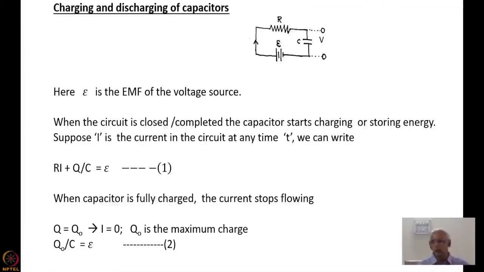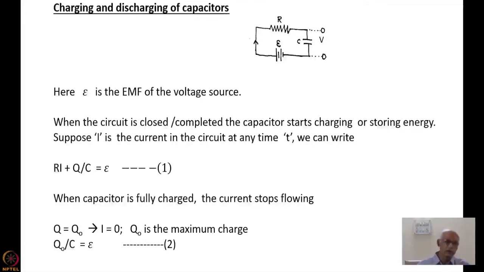Now, slowly this capacitor will be charged to the full charge value of Q naught. Once it is charged, the current flowing through this circuit will be zero, and the total voltage developed across the capacitor will be equal to the epsilon of that source. So you can write that when the capacitor is fully charged, the current stops flowing, and under that condition Q is equal to Q naught, the maximum value.